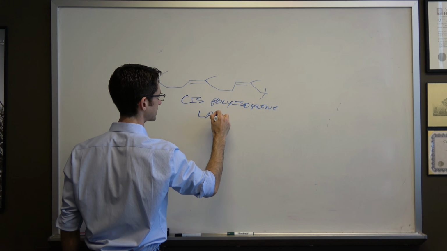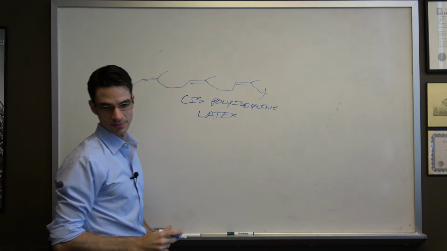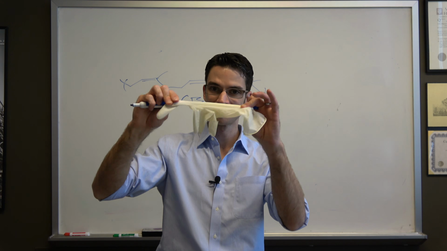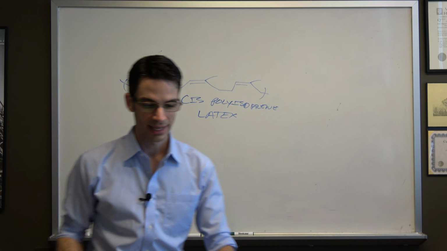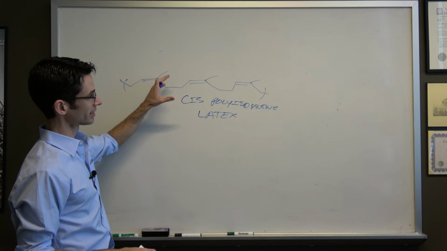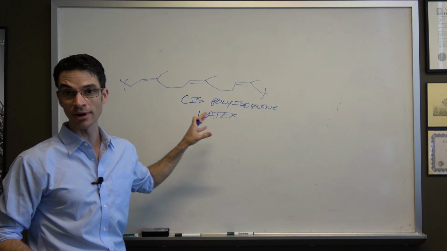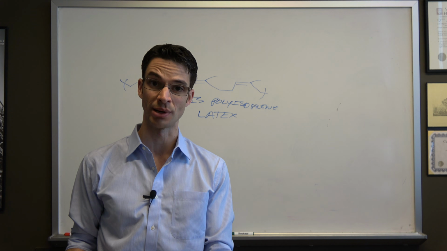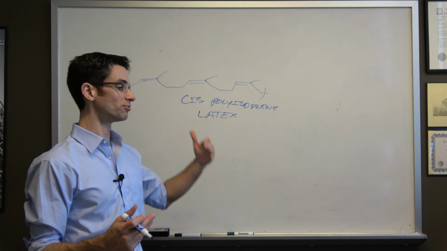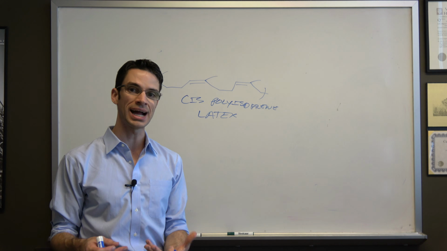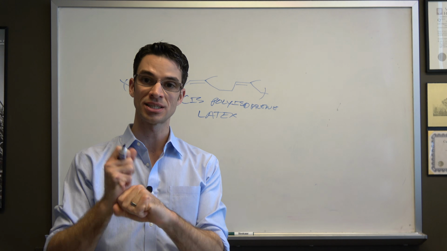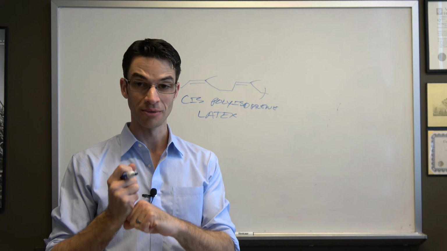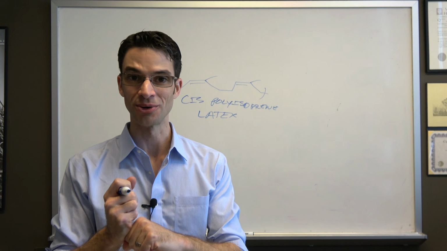Or latex. Latex rubber, just like latex glove. And you can cross-link this using sulfur, which is a process called vulcanization, which is how tires are made. So you vulcanize this in the presence of carbon black, and then you get hard, tough rubber that you need in applications where the rubber meets the road.